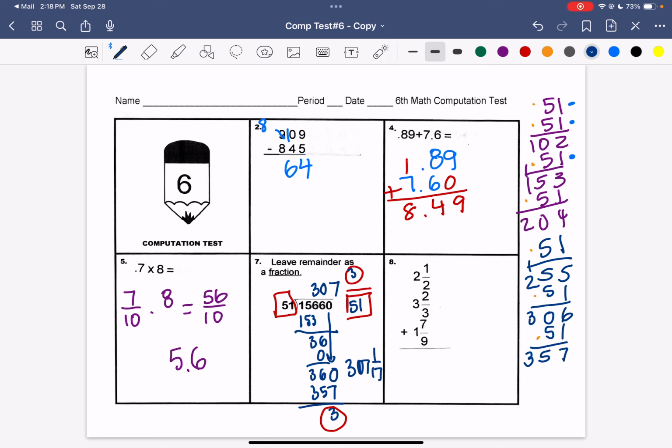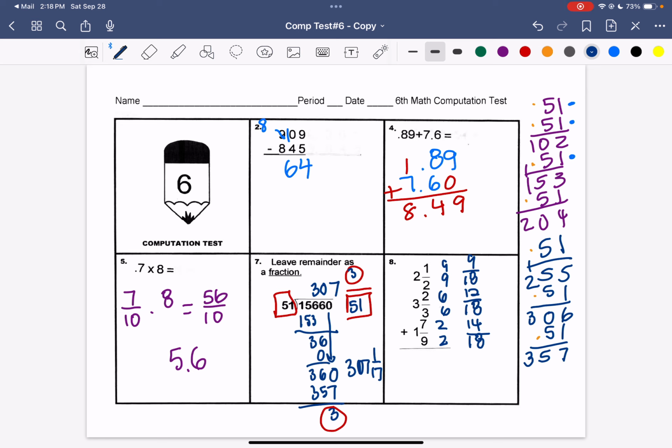All right, for the number 8, we need a common denominator that 2, 3, and 9 can both go into. And in this case, it would be 18. I have other videos that talk about least common multiple, greatest common factor. So you might want to check those out. All right, so 9 became 18 by 2. 7 becomes 14. 2 becomes 12.